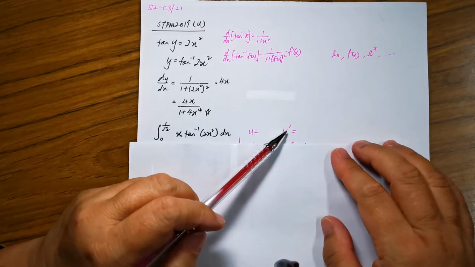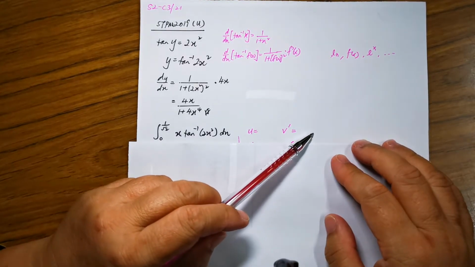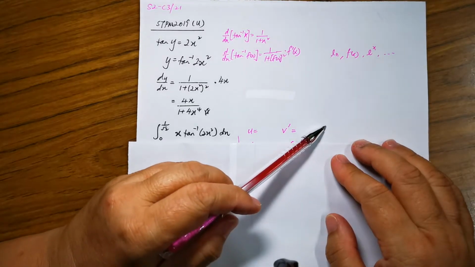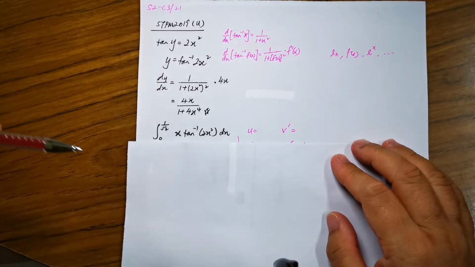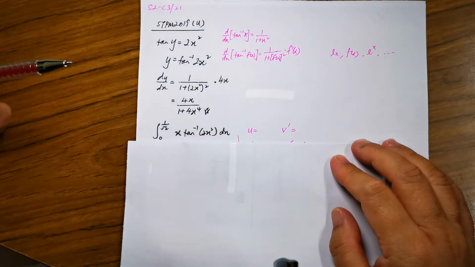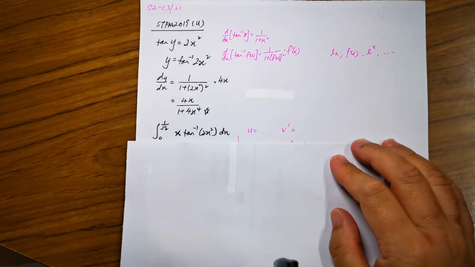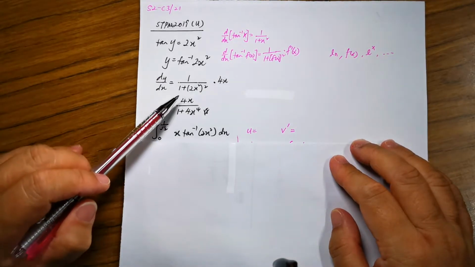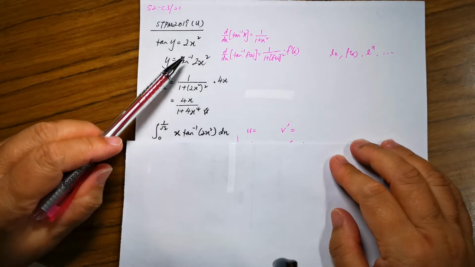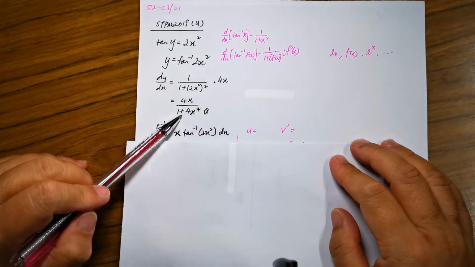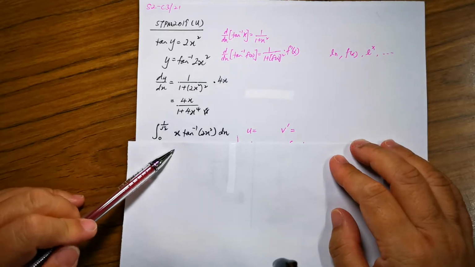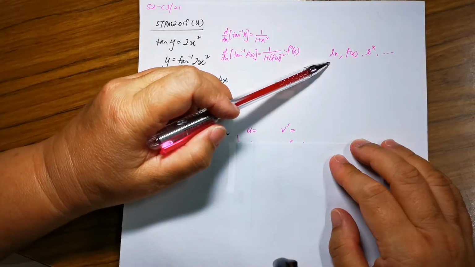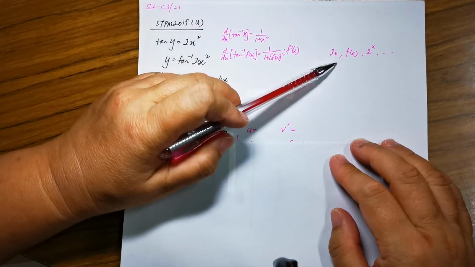Because to get back your v, if v prime is arctangent 2x squared, you have to integrate arctangent 2x squared. Have you ever learned how to integrate arctangent? No, right? You never integrate arctangent. But you can differentiate arctangent. See that? Therefore, this question is out of the norm. We don't follow this norm.